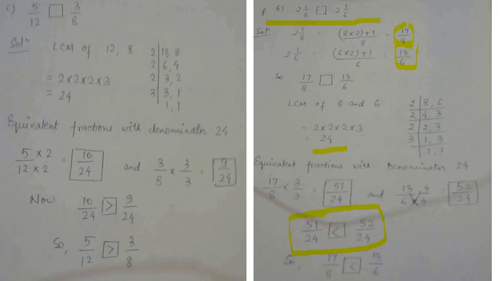So which one is greater? Yes, 52 is greater. And finally, what was your 51 by 24? Your 51 by 24 was 17 by 8 and your 52 by 24 was 13 by 6. So finally the answer will be 17 by 8 is smaller than 13 by 6.